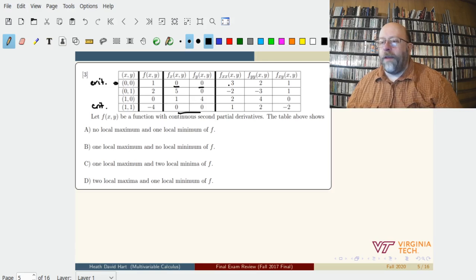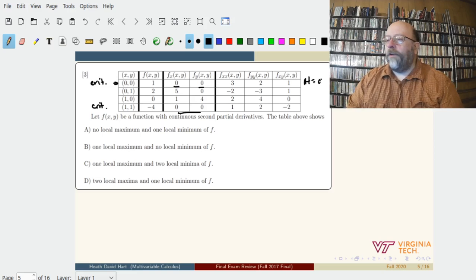And so now what we know is that at this critical point, the Hessian will be the determinant of this matrix. 3 is a concavity coefficient, 2 is a concavity coefficient, and then the mixed coefficient is the one that goes on the other diagonal. And this determinant is 6 minus 1, which is 5. A positive number is not a saddle point. And so the concavities are concave up. And so this point is a local minimum.